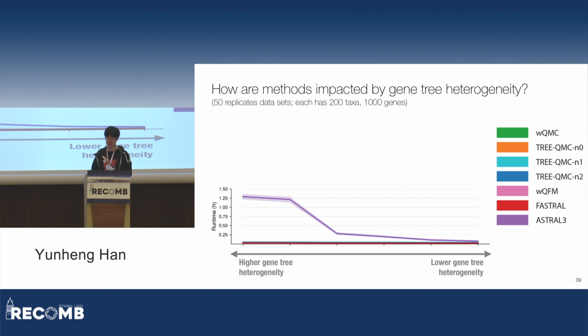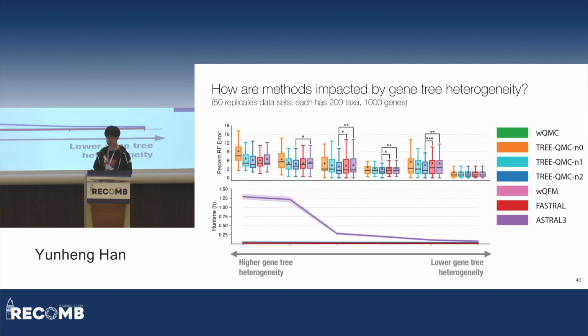We also study the performance of the algorithm when the gene trees are different from each other. We found that the execution time of TREE-QMC is stable no matter how different or similar the gene trees are to each other. But Astral has an unstable running time, and it takes more time when the trees are different from each other because the search space of Astral grows a lot when the gene trees are different. We also found our algorithm is a little bit more accurate when the gene trees change.